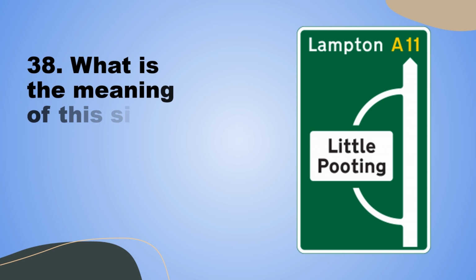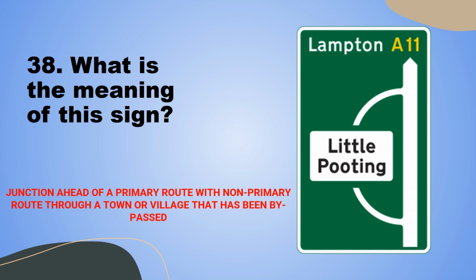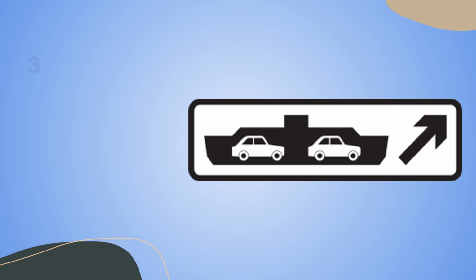What is the meaning of this sign? A junction ahead of a primary route with a non-primary route through a town or village that has been bypassed. So the junction ahead of a primary route would be the Lambton route, and the non-primary route through a town would be Little Putting. Let's move on to the next sign.